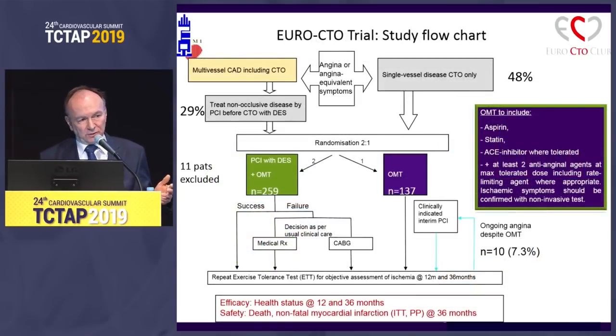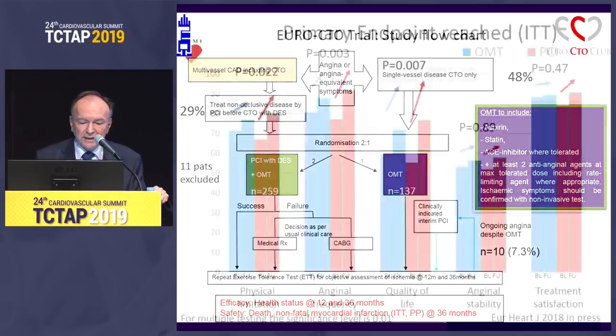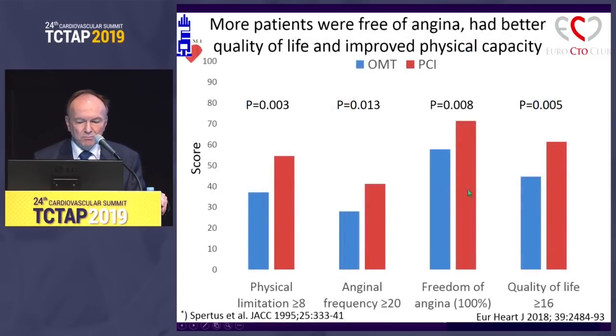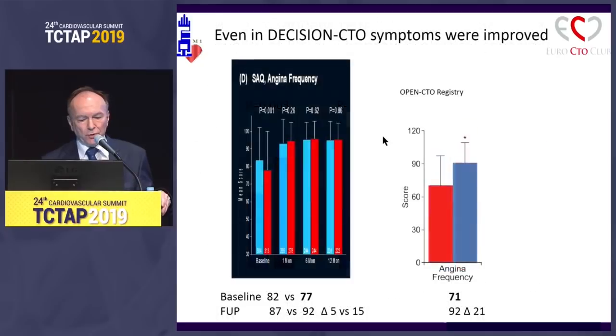The EuroCTO trial published last year showed in a randomized fashion between OMT and PCI that indeed the PCI was superior in improving quality of life, angina frequency, and also to a certain limit, the physical limitation. And this was at a high level of significance. We had more patients free of angina and better physical limitation after PCI as compared to OMT.